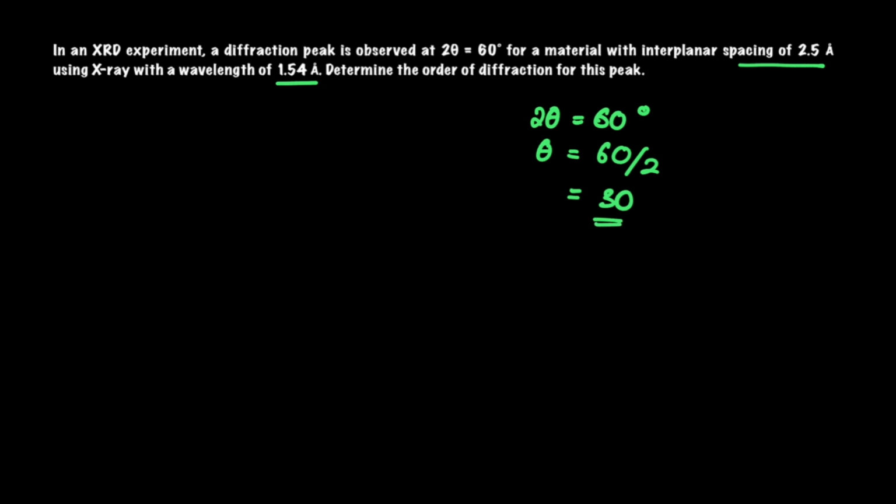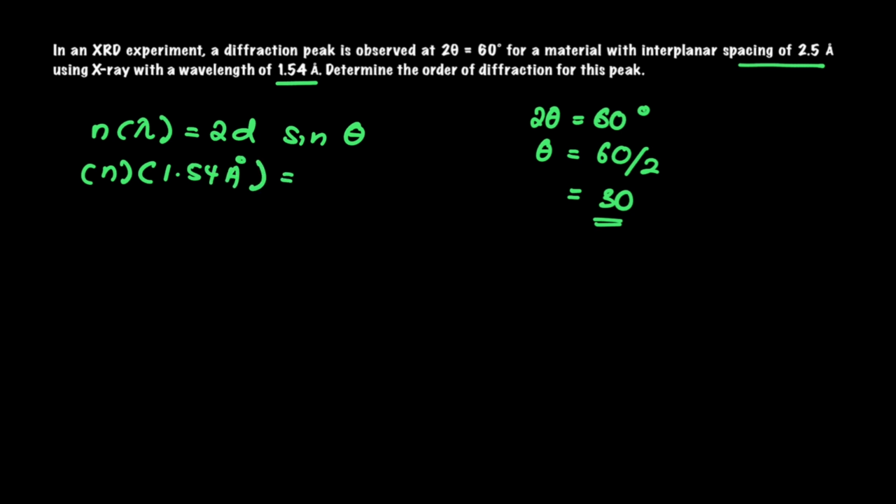Alright, so now we are going to use the Bragg's law, n, which is the order of diffraction, times the wavelength is equivalent to 2 interplanar spacing sine theta. Alright, so n is the one that you're going to calculate, and your wavelength is 1.54 Armstrong. To D, so your D is 2.5 Armstrong sine 30. Alright, so we're just going to rearrange this.